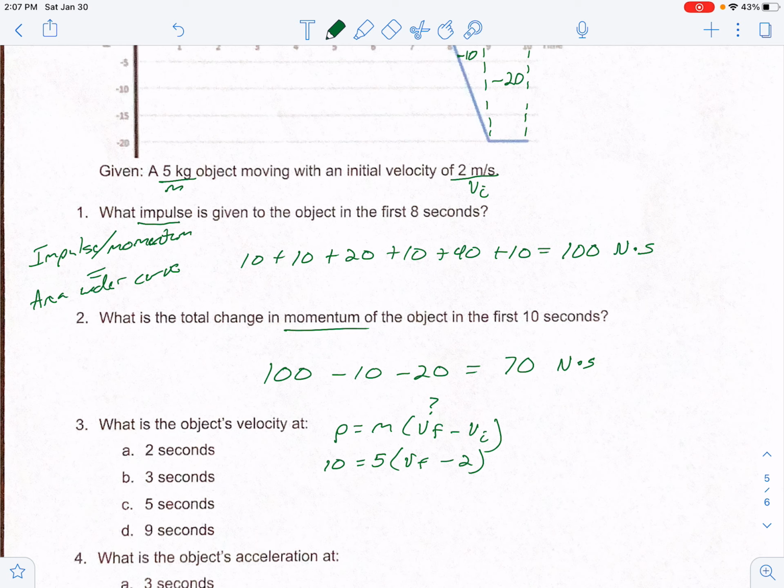So I'm going to simplify this out a little bit. So 10 equals 5 VF minus 10. I just cross multiplied. So I bring that negative 10 over to the other side, and when it comes over, it becomes a positive. So this is now 20 equals 5 VF. Now I've got to get rid of the 5 attached to VF, so I'm going to divide both sides by 5. And I get a final velocity of 4 meters per second. Okay, so that's my answer right there.